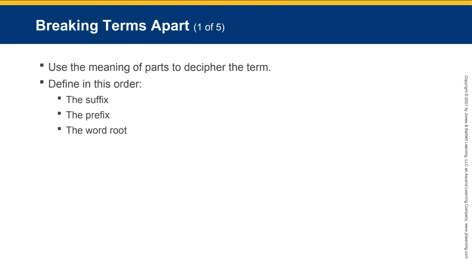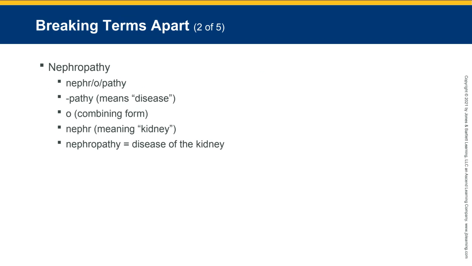Now, breaking terms apart. Let's put what we have learned together. Use the meaning of the parts to decipher the term. Define in this order: the suffix, the prefix, the word root. Nephropathy. Pathy means disease. O is the combining form. Neph means kidney. Nephropathy is disease of the kidney.